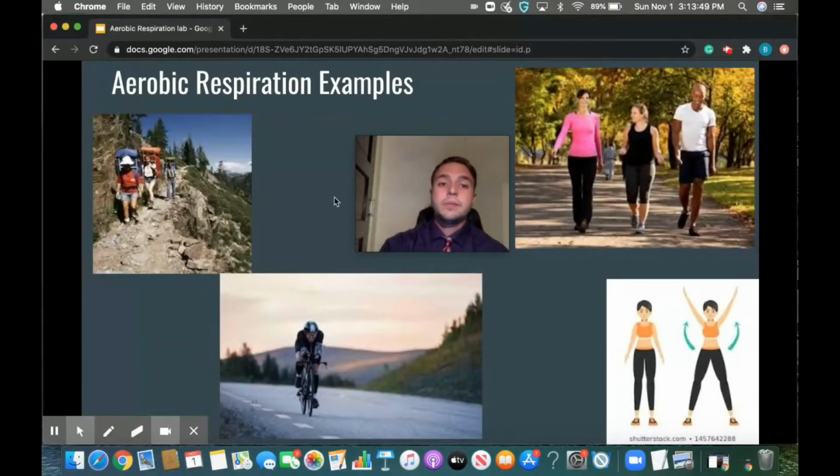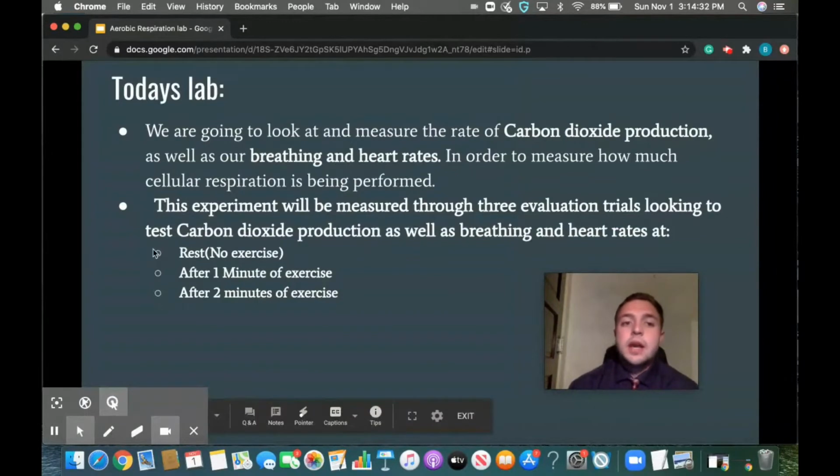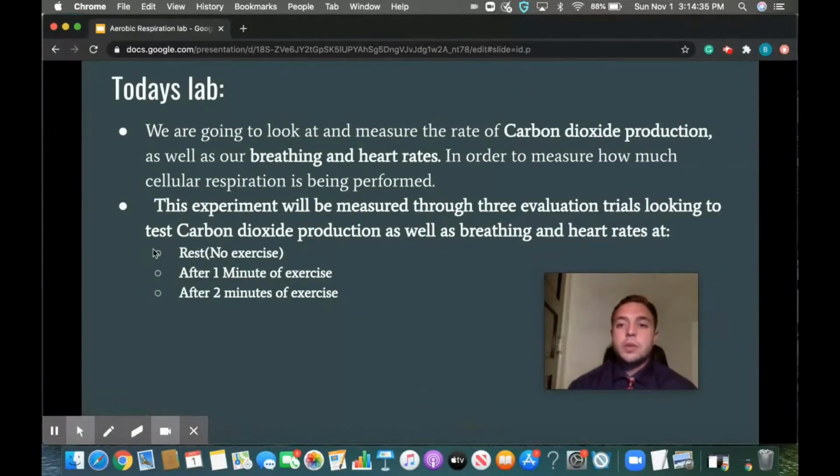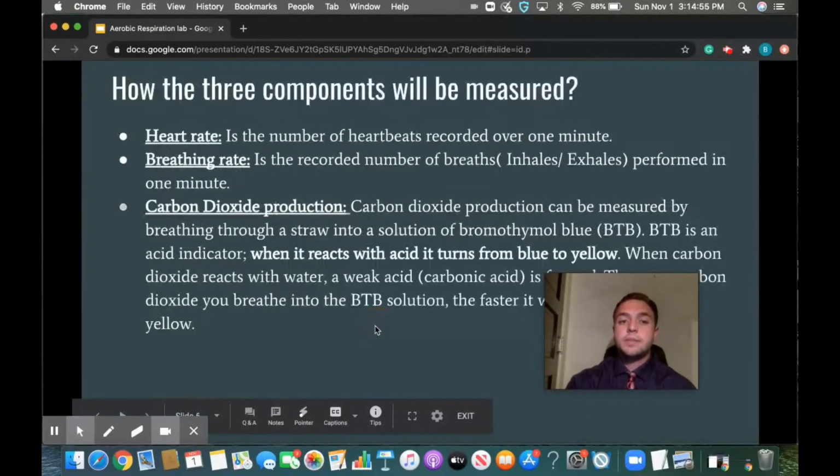In today's lab, we're going to measure the rate of carbon dioxide production as well as our breathing and heart rates, in order to measure how much cellular respiration is actually being performed. We're going to do this through 3 trials, measuring CO2 production, breathing rate, and heart rate at rest with no exercise, after 1 minute of exercise, and after 2 minutes of exercise.